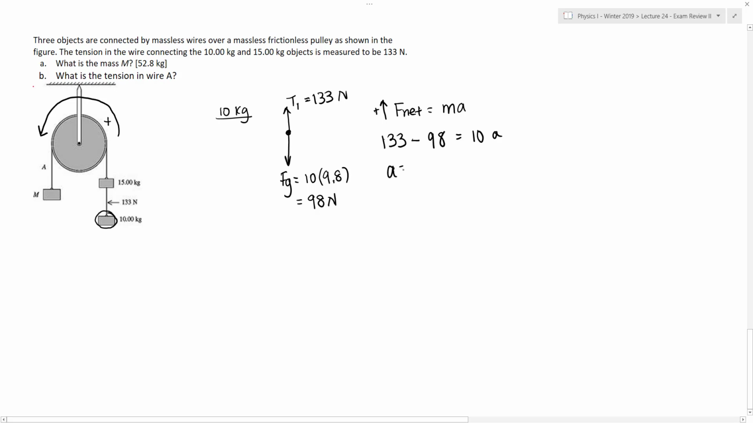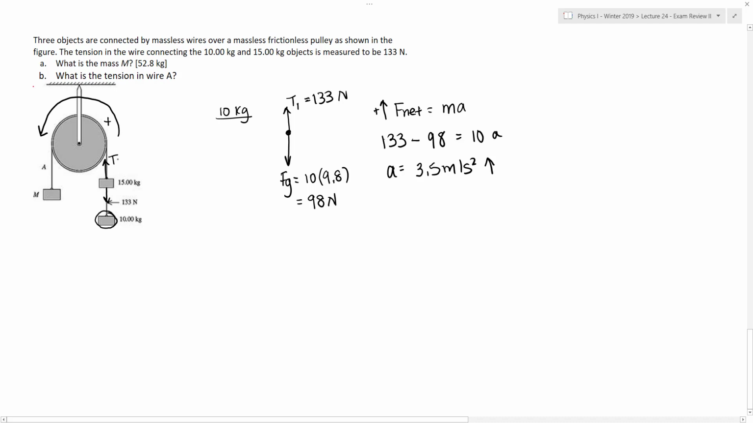And we can solve for the acceleration. I have 133 minus 98, which is 35. Divide that by 10 and we get 3.5 meters per second squared, and upwards, since it's positive. Okay, so now that we know that, we can move on to the 15 kilogram object if we like. And what is that going to help us with? Well, if we know the force of tension pulling down on it, and we know the acceleration, we'd be able to find the force of tension pulling up on it as well.